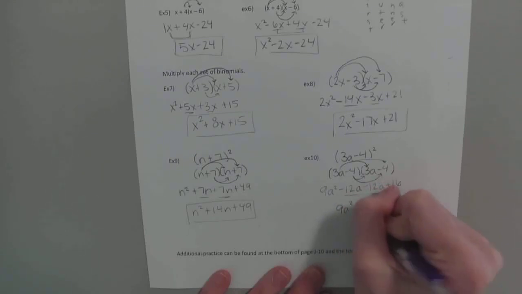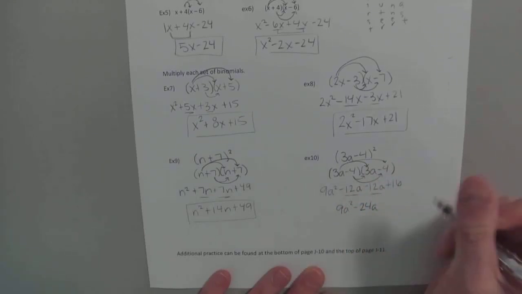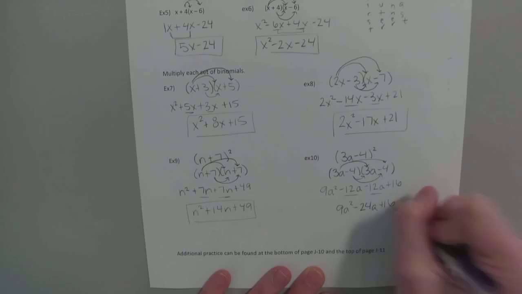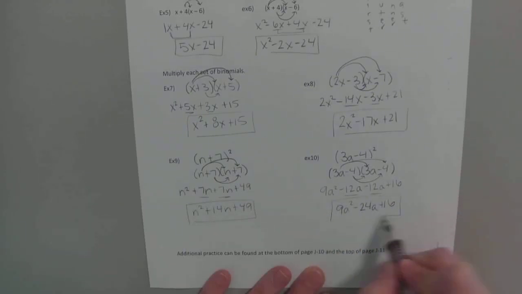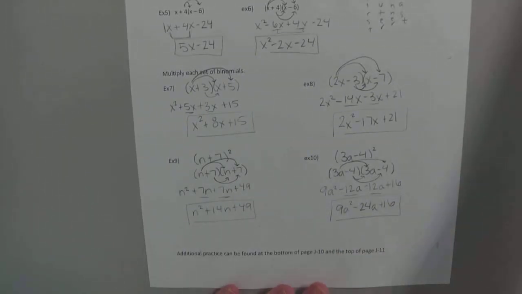The negative 4 goes to 3a, and that gives you a negative 12a. And the negative 4 to the negative 4 gives you a positive 16. Does that look okay so far? And then more often than not, we're going to be able to combine those middle terms. So we get 9a squared minus 24a plus 16. Does that look right?